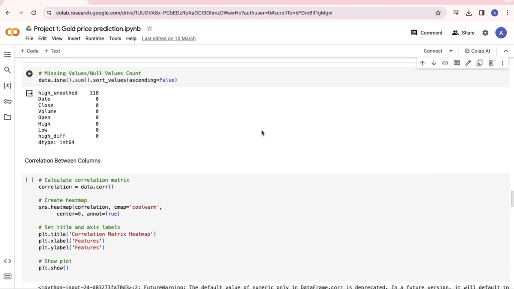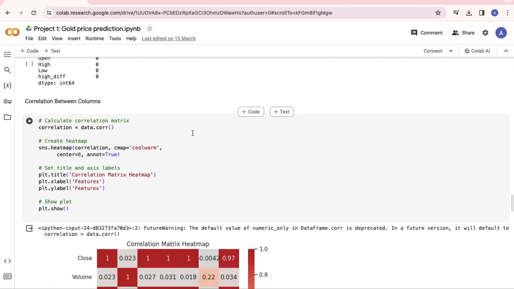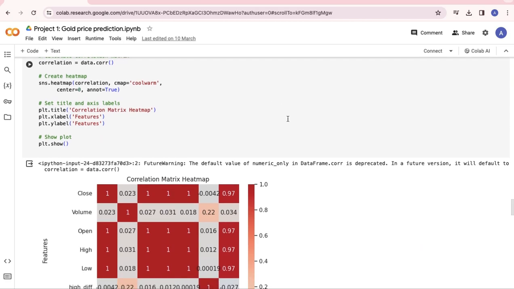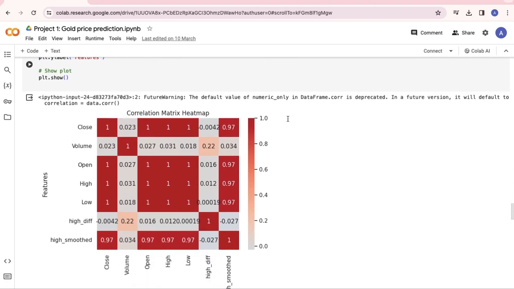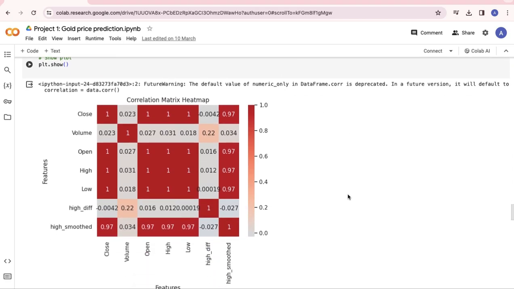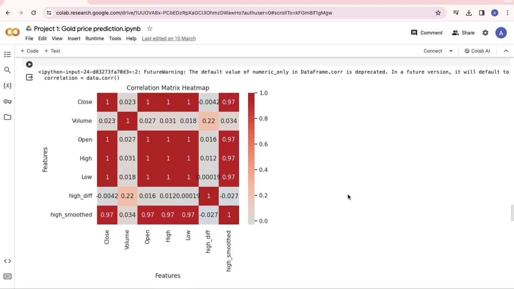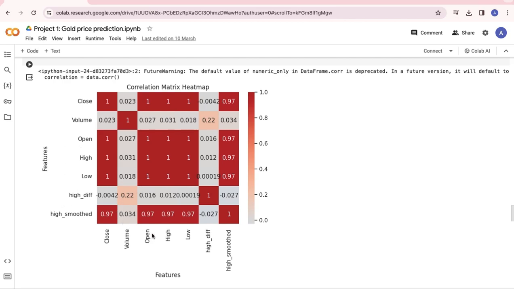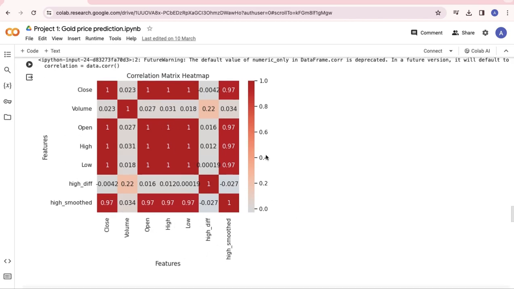First, I had to deal with the missing values, and I also calculated a correlation matrix. We can see the correlation matrix as follows. This matrix signifies the relationship of all the features. The closer the value is to 1 means a high relationship, and -1 means a negative relationship, whereas 0 means no relationship at all.